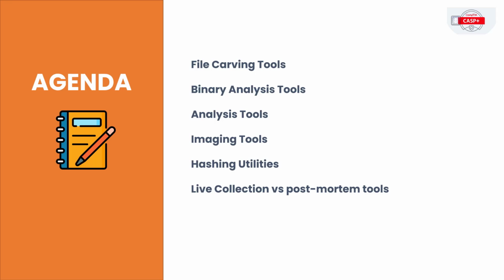Hello, welcome to Module 2, Lesson 9 of our CASP Plus course. In this lesson, we're going to talk about forensic analysis tools, covering the following topics: file carving tools, binary analysis tools, imaging tools, hashing utilities, and live collection versus post-mortem tools.